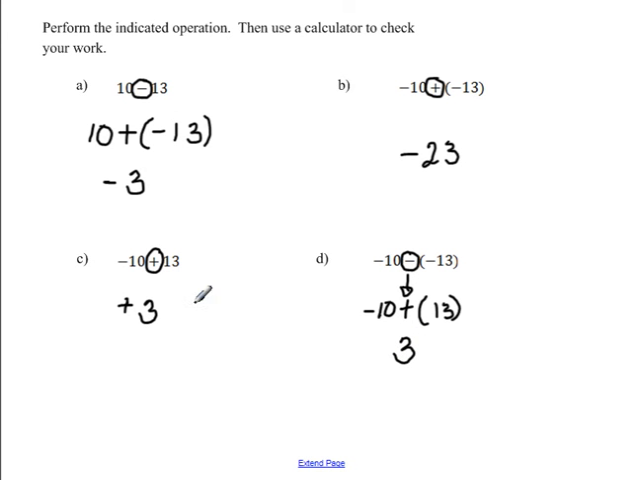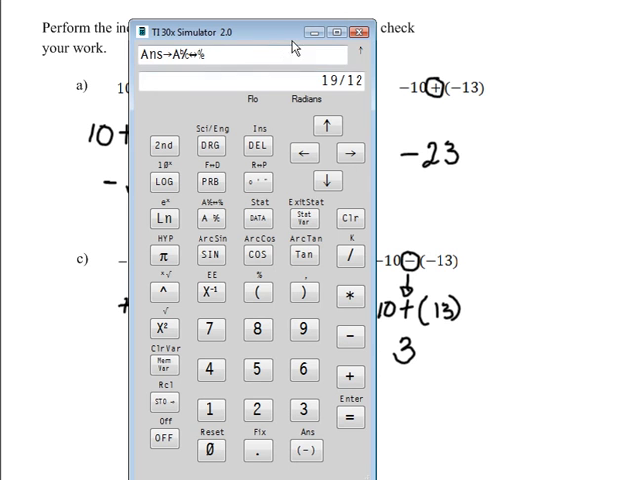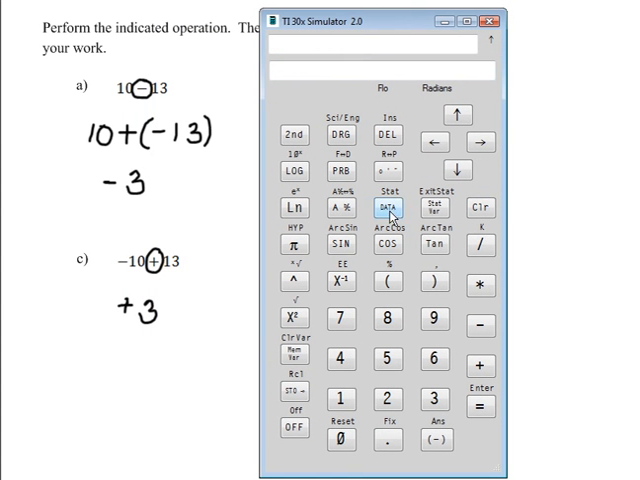Now let's do a quick check of all of our work here using our calculator. So if I pull the calculator up here and clear that out, the first one was 10 minus 13. We're not going to need to use the negative sign here at all. We're just going to be using minus. 10 minus 13, sure enough, that's negative 3, just like we saw. Let's go ahead and check C here while the calculator's in position. Negative 10 plus 13. So negative 10, I'm going to come down here and use the negative sign this time. Negative 10 plus 13, we press enter, sure enough, positive 3.